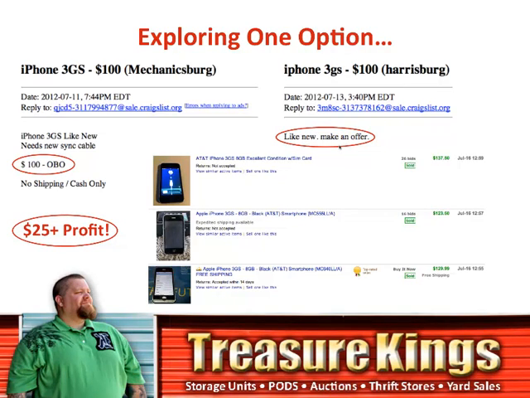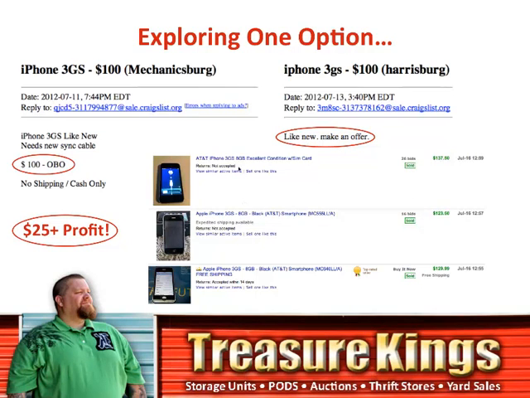So, I mean, it's like, "Hi, this is Tony. I'm interested in your 3GS iPhone. Would you consider taking $75? I'd be glad to take it off your hands," blah, blah, blah. More than likely they're going to go for it.